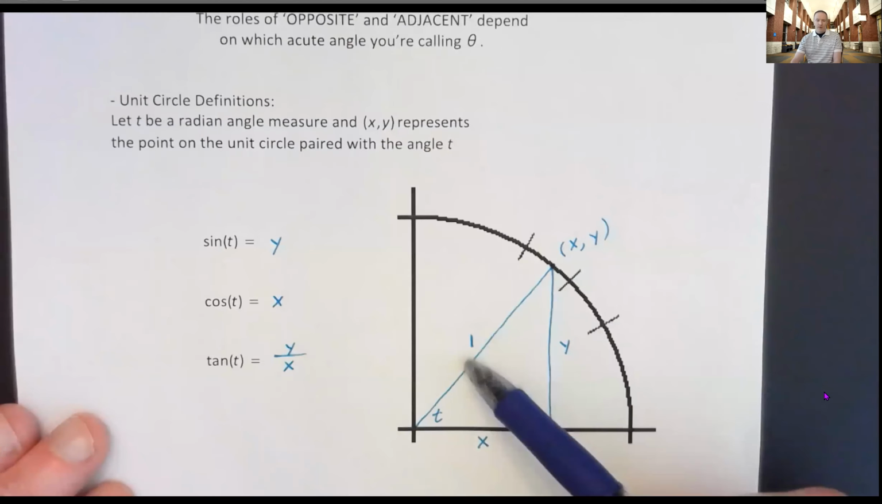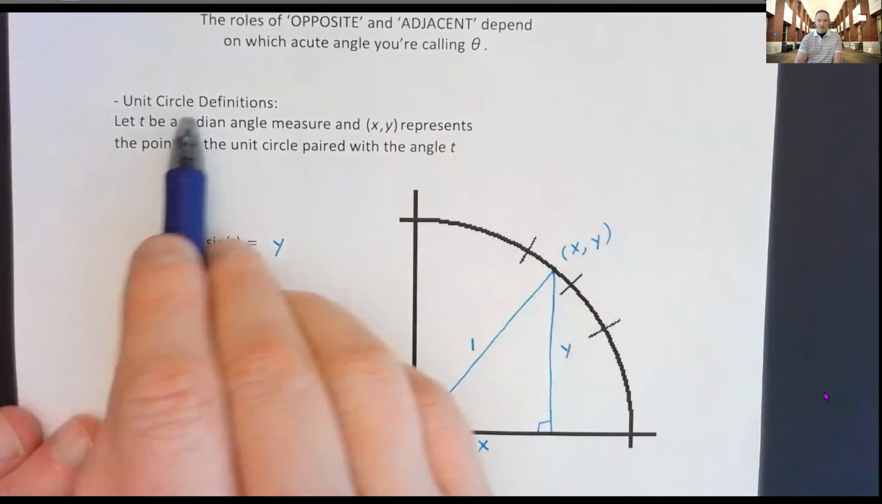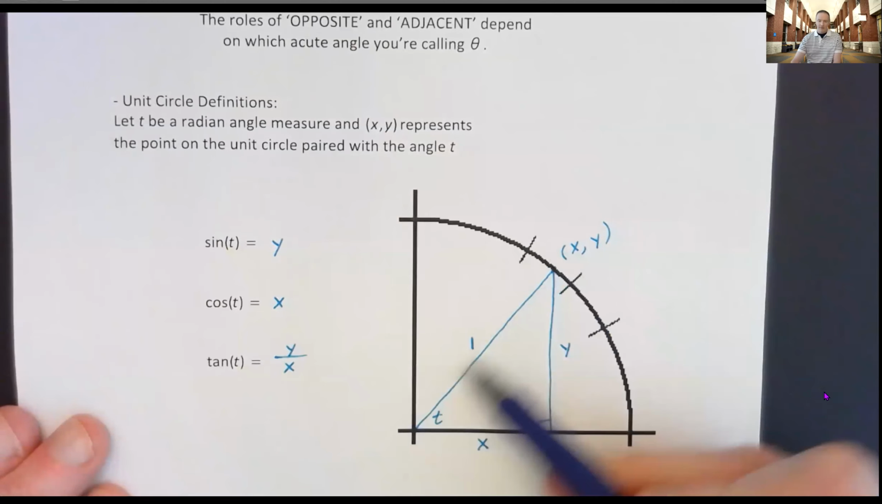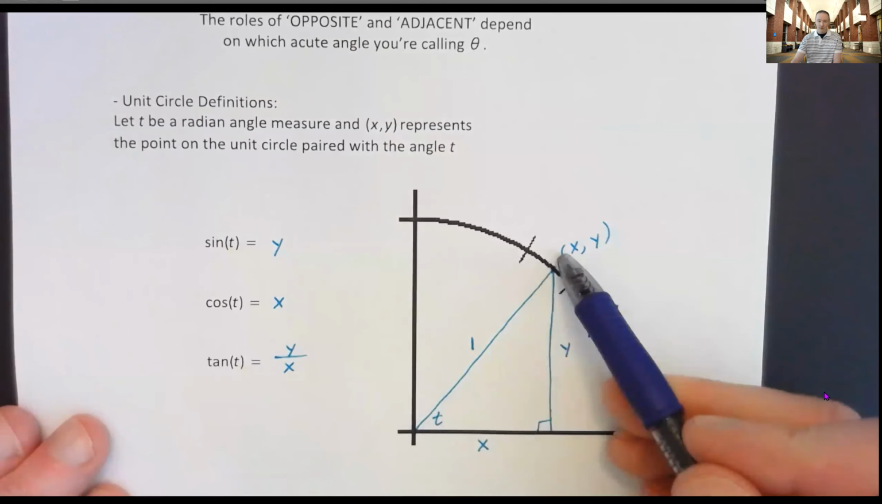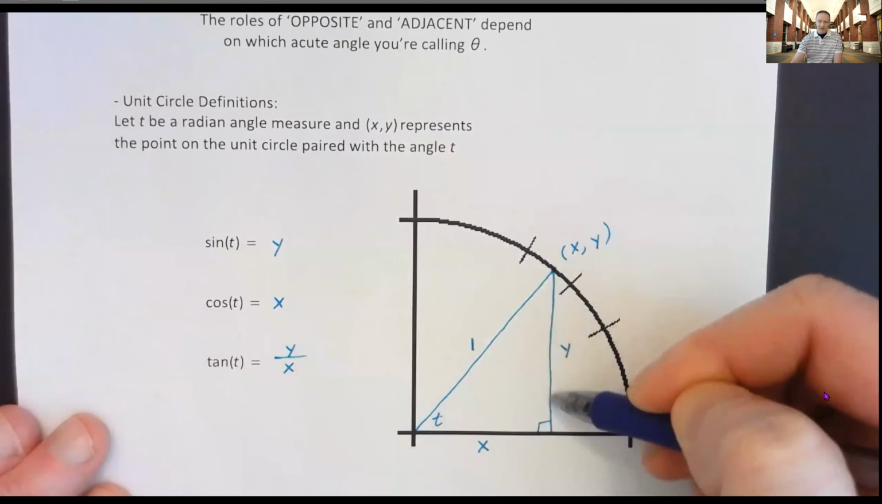Okay, now I also know that if I draw some arbitrary angle t in here to a point on that circle that has this radial distance of 1, I could go ahead and create a triangle.